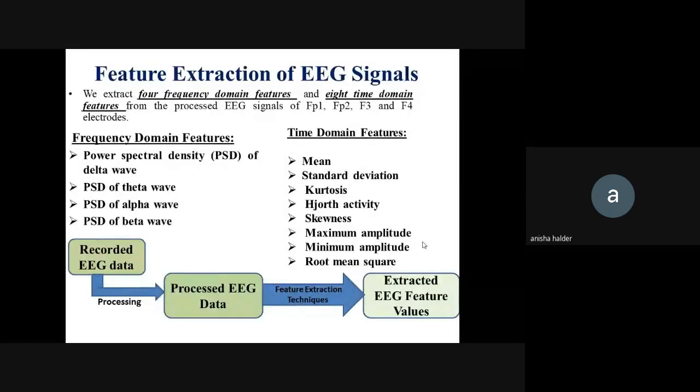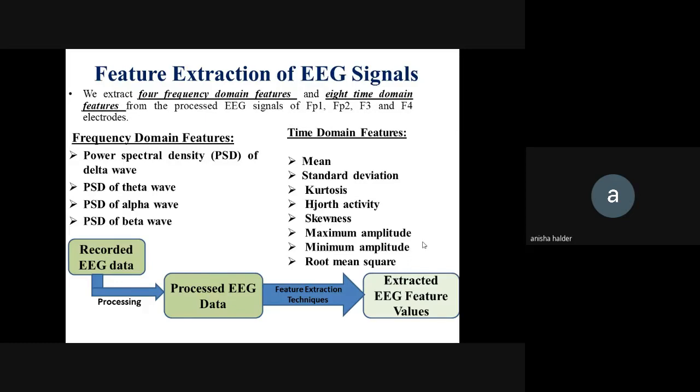Now these are the EEG features. Here we have taken many more features. We have taken frequency domain features as well as time domain features. For the frequency domain features, we have taken power spectral density in different waves. If time permits, I will tell you what these waves in EEG are.